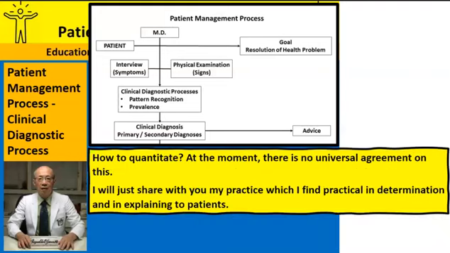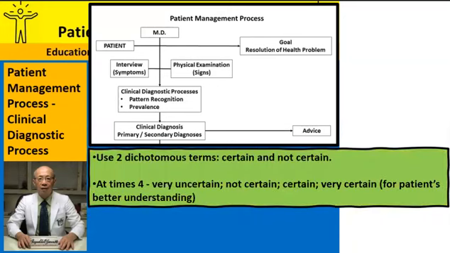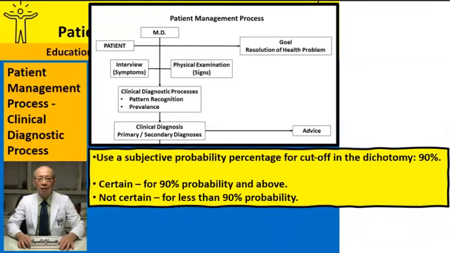How to quantitate? At the moment, there is no universal agreement on this. I will just share with you my practice, which I find practical in the determination and in explaining to patients. Use two dichotomous terms, certain and not certain. At times, very certain, not certain, certain, very certain. This is for the sake of the patient's better understanding.